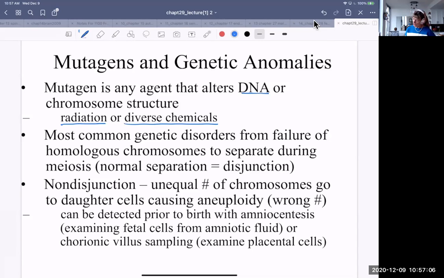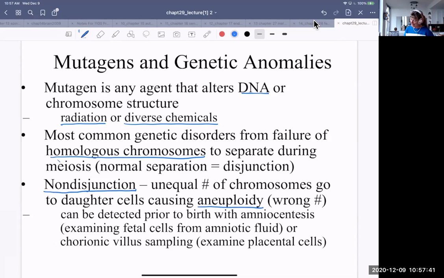So many genetic disorders are failure of the homologous chromosomes to separate during meiosis. Normal separation is disjunction. So when they don't separate, that's called non-disjunction. So instead of one homologous chromosome going over to this daughter cell, the other homologous chromosome going over to this other cell, they do not. Two of them go to one cell, and the other cell doesn't receive either. And that's called non-disjunction, an unequal number of chromosomes.